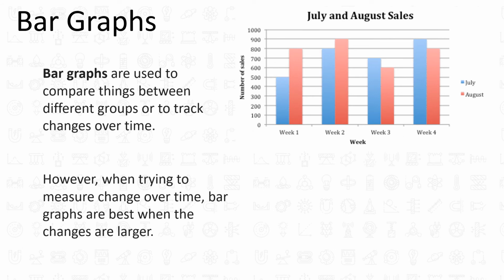Bar graphs are used to compare things between different groups or to track changes over time. However, when trying to measure changes over time, bar graphs are best when changes are larger so we can see it. So if you look at these sales, there's a drastic difference between the weeks, right? So we can see the difference in the change in the red and the blue and compare them to one another, and we see them. If they were very slight differences, it might be a little bit more difficult. But since these are big changes, we can see them with a bar graph.